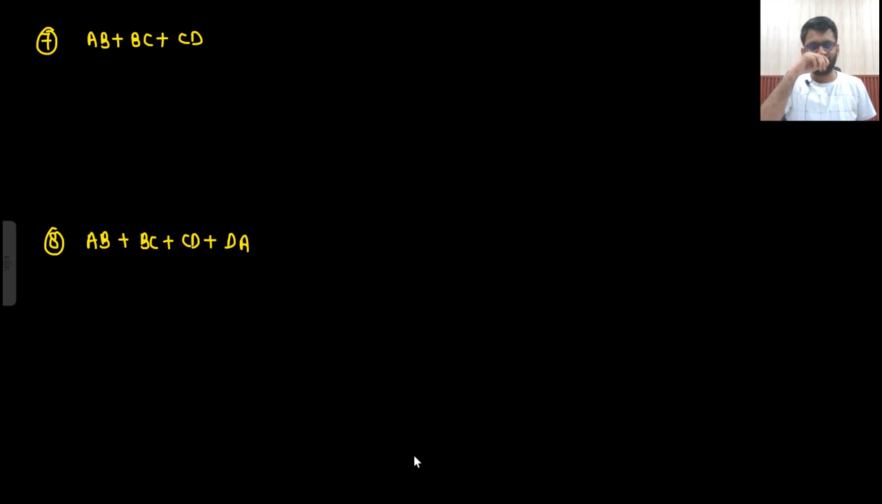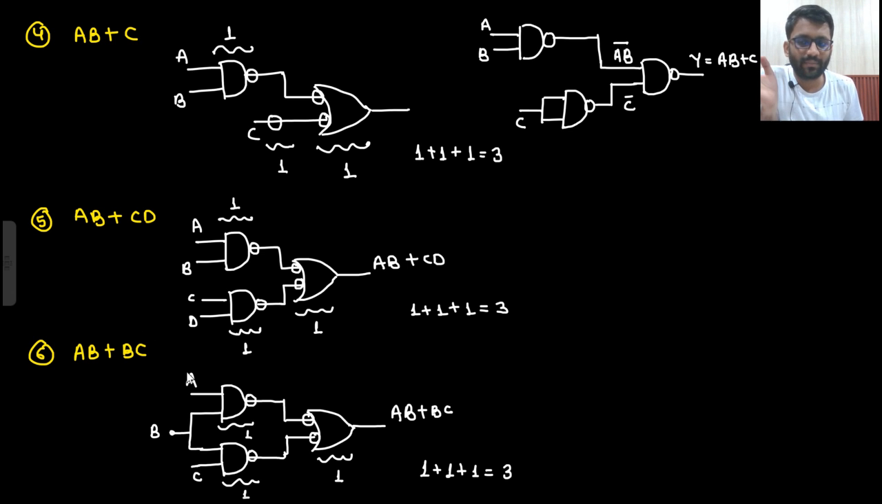Let's take one more example. AB plus BC plus CD. Now my target will be to take something common. Here I can see something common will come. If I take B as common, then A plus C would come. Can I do anything about it now? Can I change it anyhow? No. No changes I can do.